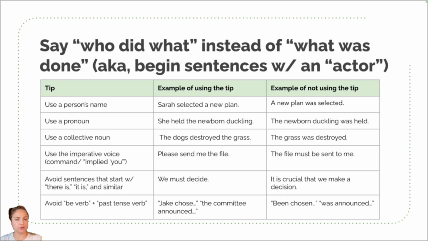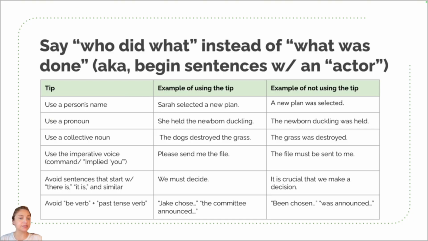Here we have some tips for using that active voice or that who did what structure. You have to start the sentence with the who. An easy way to do this is by starting with either a person's name, or if you don't know their name, you can use a title or a way to describe them, such as the professor or the girl, things like that. You can also use a pronoun that refers to a person. She did this, or a collective noun. The dogs did that. The company did this. So you put who or whatever is doing the action at the beginning of the sentence. We also have something called the imperative, which is a form we use when we give people instructions. And in the imperative, the who in the sentence is still there and it's implied.